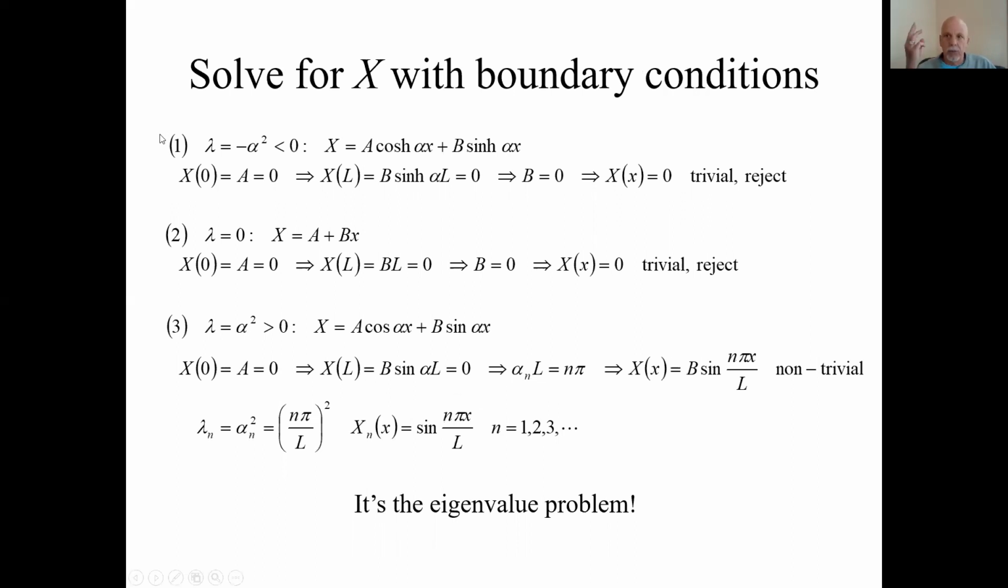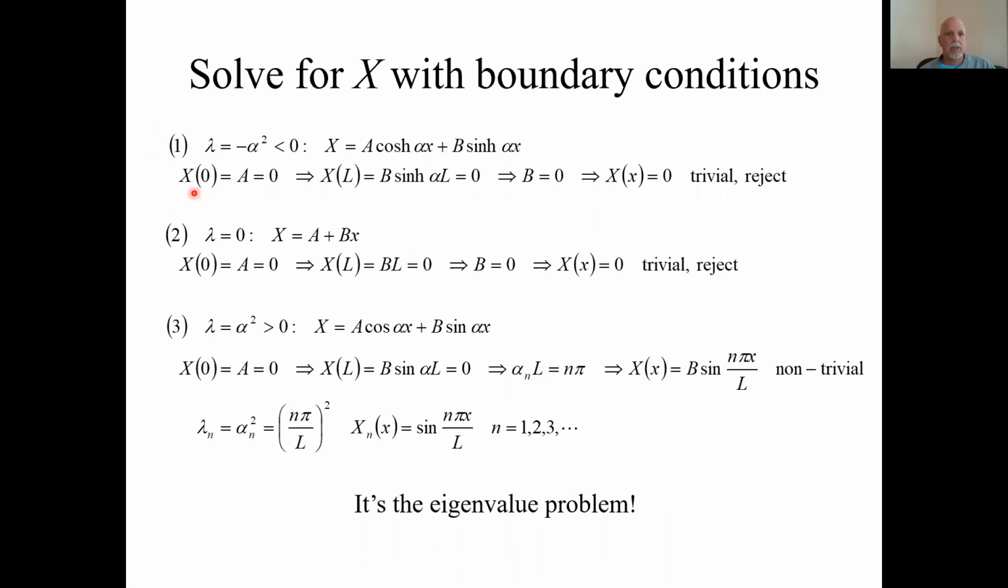We had the 3 solutions, depending on what lambda was. But now we've got boundary conditions. So let's take each solution and run it through our eigenvalue problem type logic. So here's the solution if lambda is negative.